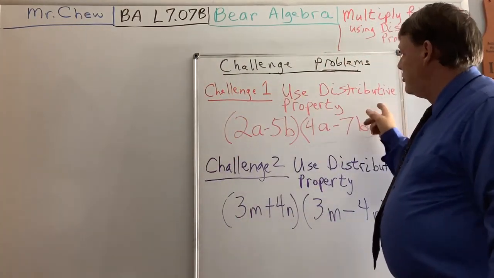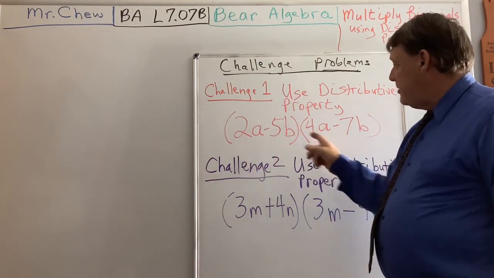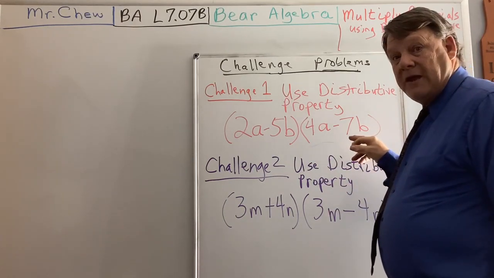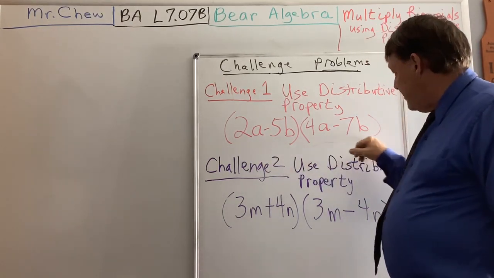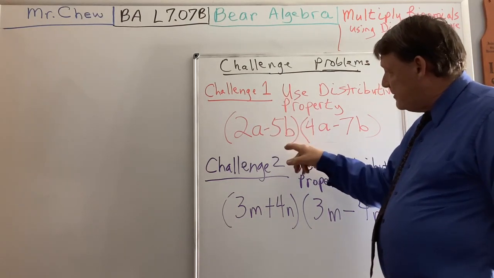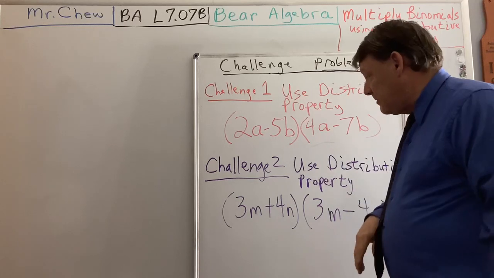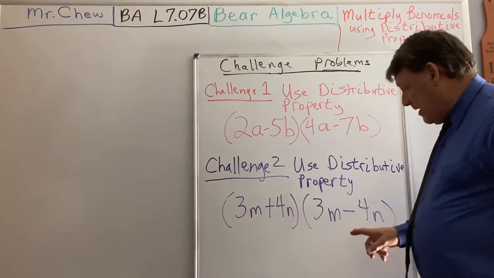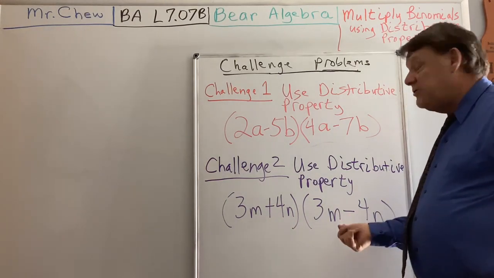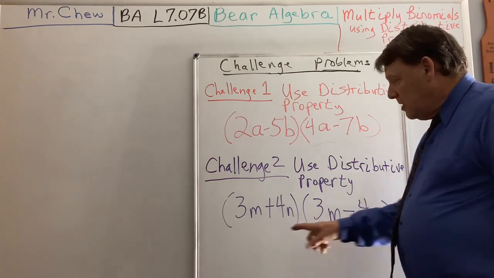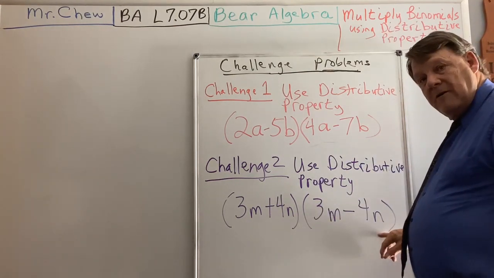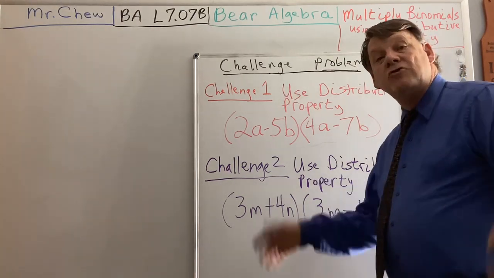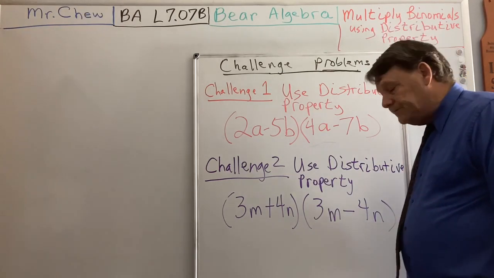Challenge 1, use the distributive property to multiply these 2 binomials: 2a minus 5b times 4a minus 7b. So take your 2a times this, change this to plus the opposite, and your negative 5b times this, then combine like terms. Challenge 2, use the distributive property: 3m plus 4n and 3m minus 4n. This is a special case. Something is going to happen here. So you take your 3m times that second binomial plus 4n times the second binomial. Use the distributive property and simplify.